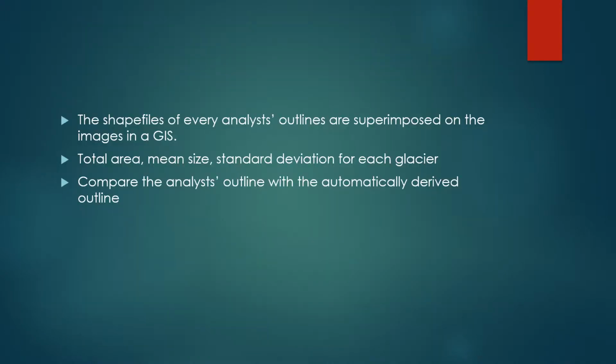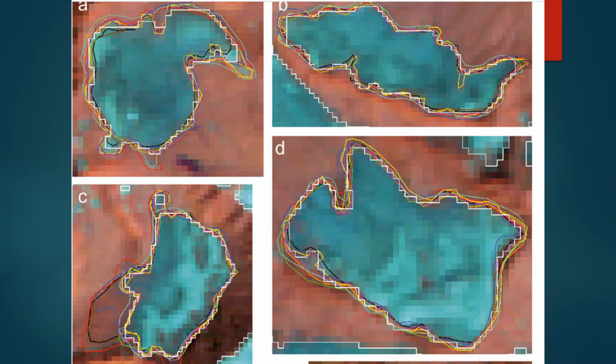So the shapefiles of every analyst's outlines are superimposed on the images in a GIS, and the total area, mean size, and standard deviation for each glacier are calculated. And the analyst outlines are also compared with the automatically derived outline. And here's one more example showing the comparisons between the analyst outlines and the automatically derived outline.